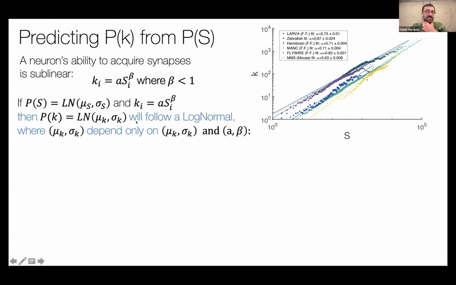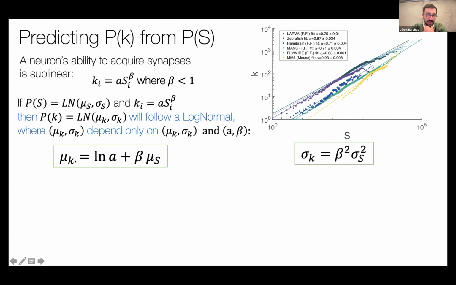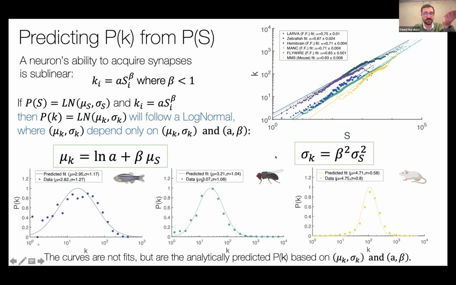So again, we can have this derivation. It's actually very nice that with this sort of relation, you can relate the log normal distribution of the degree to the log normal distribution of your synapses through these fit values, as well as the values underlying the synapse distribution.